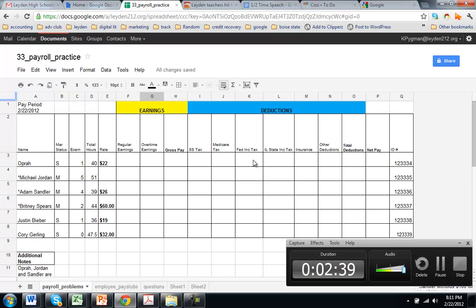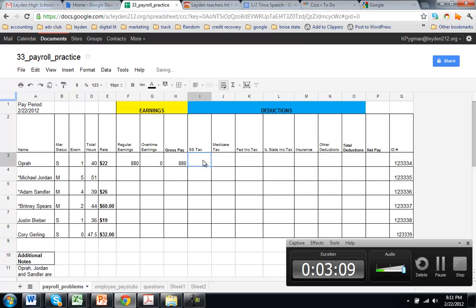Let's complete Oprah's line on the payroll register. All right. Marital status, single. Oprah's paid weekly, and her regular earnings are 40 times 22, which is going to give us a grand total of $880. Now, Oprah doesn't get anything for overtime because she didn't work over 40 hours, so I'm going to put a 0 there. Therefore, her gross pay is $880.